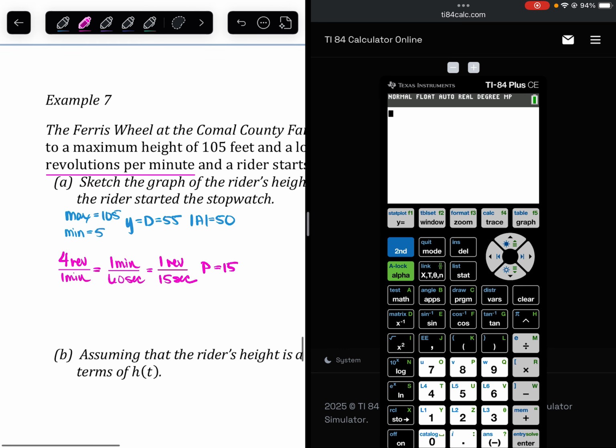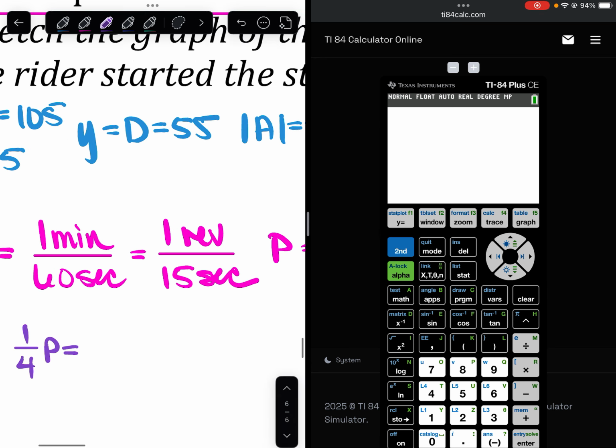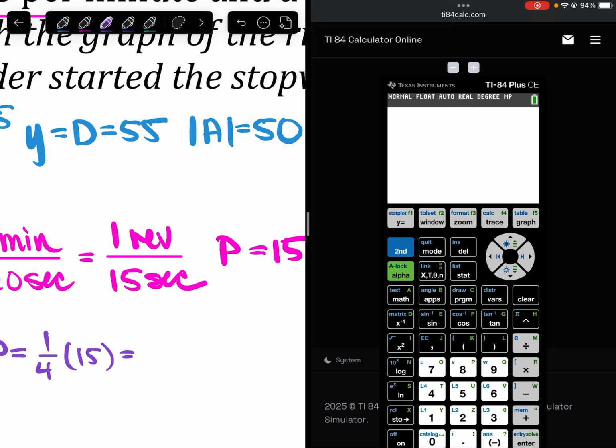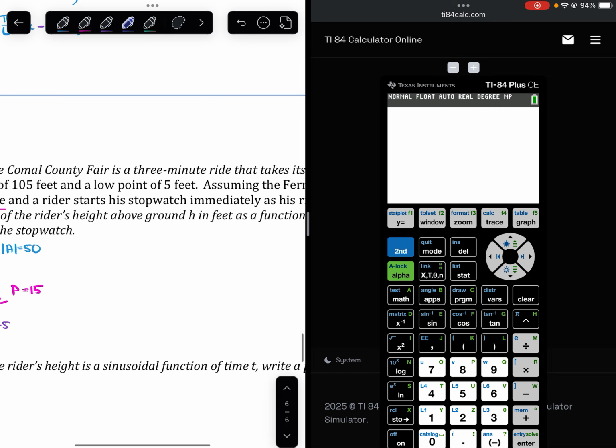All right, so now that we have the period, we can go get our count by so we know where to put our tick marks. Count by is 1/4 p. So 1/4 of 15. And because it's time, it makes a little more sense, since it's not going to be an ugly fraction, to do this in decimal form. We don't like to say 5/2 of a second. We like to say 3 point whatever seconds. All right. So I believe we are ready to get a graph going.